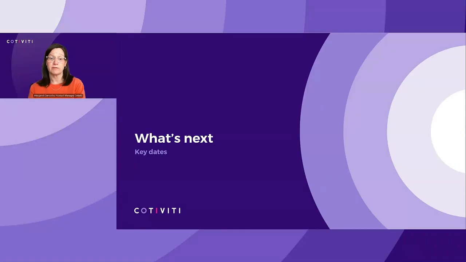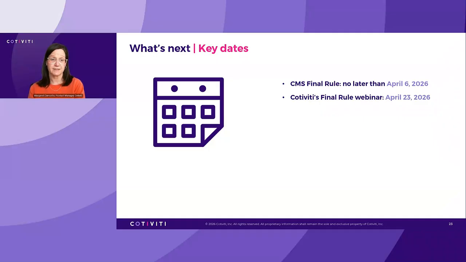Okay, so we covered a lot of information in a short time, so let's talk about next steps. First, key dates. CMS will publish the final rate announcement no later than April 6th. This is where any proposals will be codified and you'll have a clear picture of the finalized changes that will affect your plan. Cotiviti will host another webinar in April to share what's been codified.